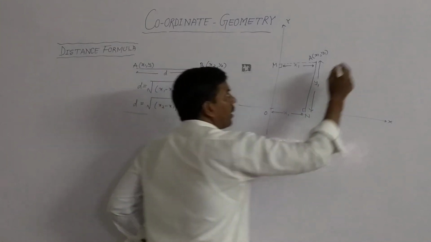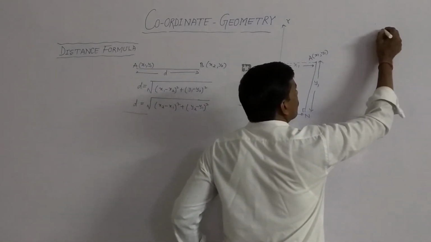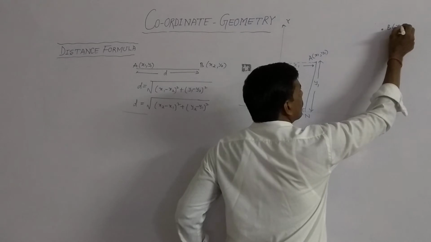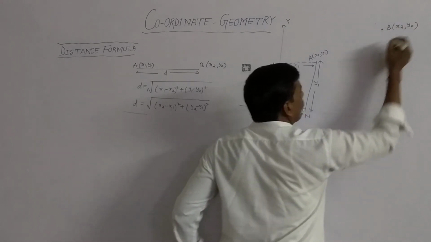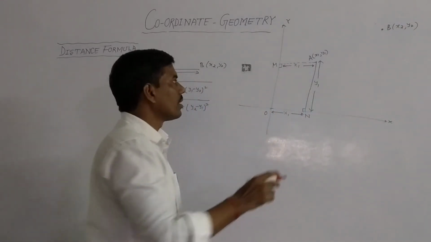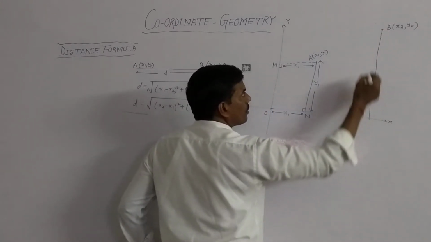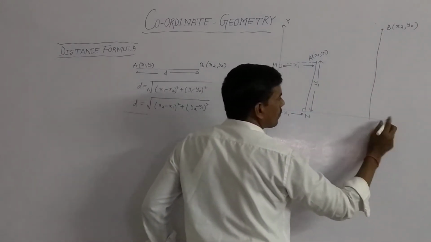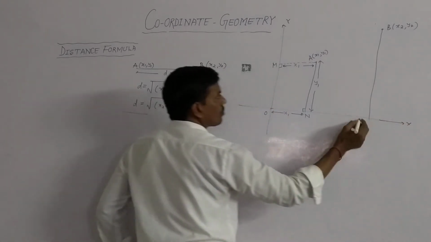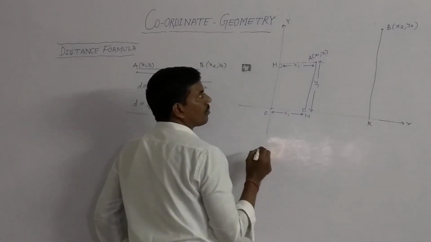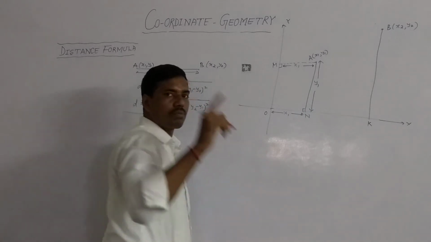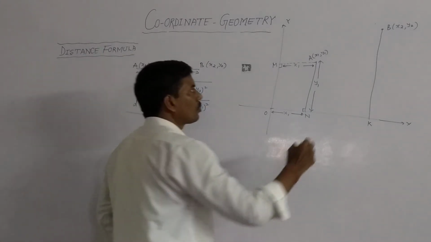Clear? And the second point is B, whose coordinates are x2 and y2. Similarly, if we draw a perpendicular from B to the x-axis, suppose BK, the measurement of BK is y2.